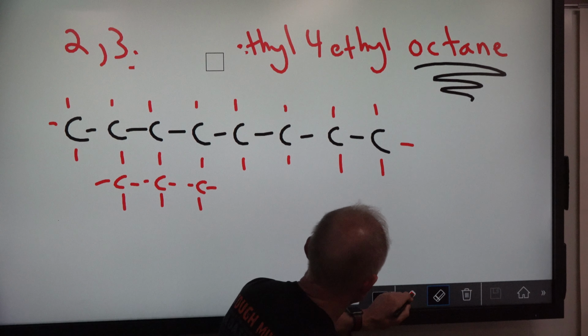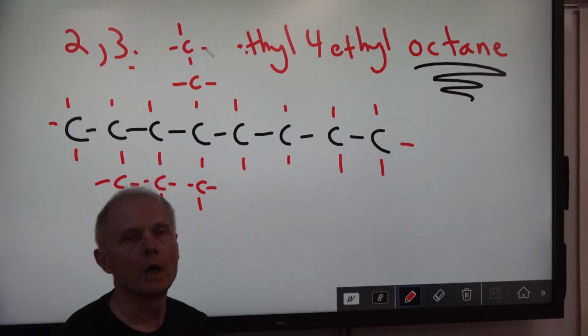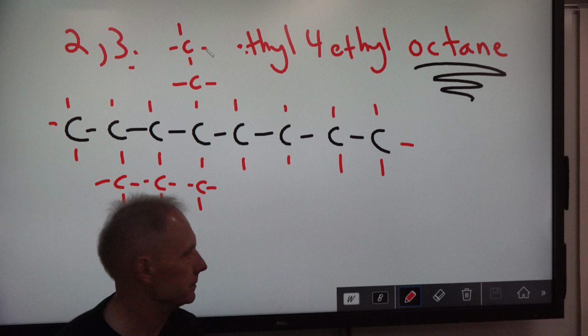Now, don't forget, an ethyl is 2 carbons in a row. So, now this one is 2,3,4-trimethyl, 4-ethyl octane. Pretty crazy. All right? Now, we're going to do one with a double or triple bond to show you.